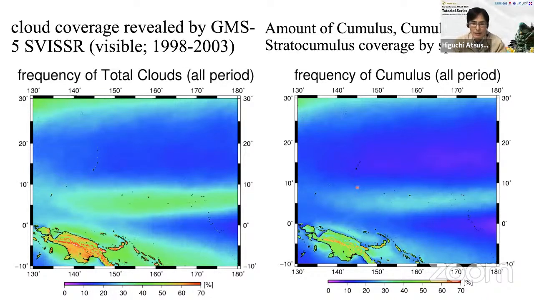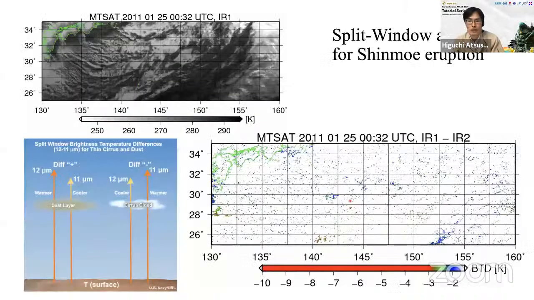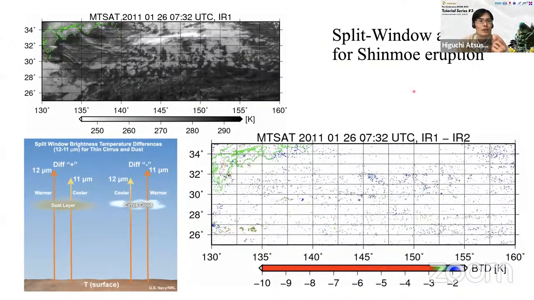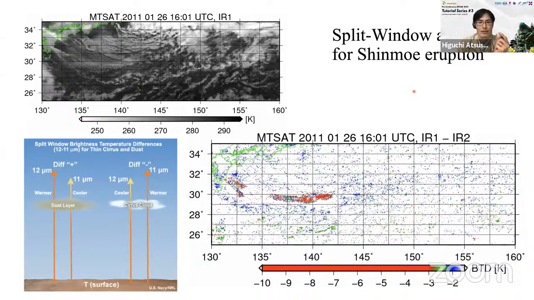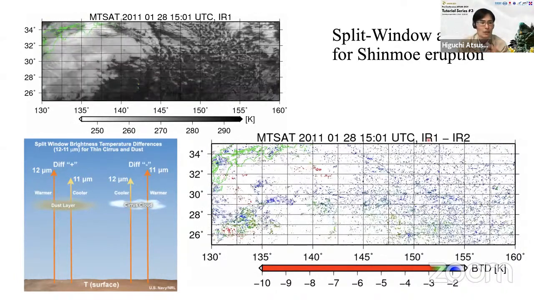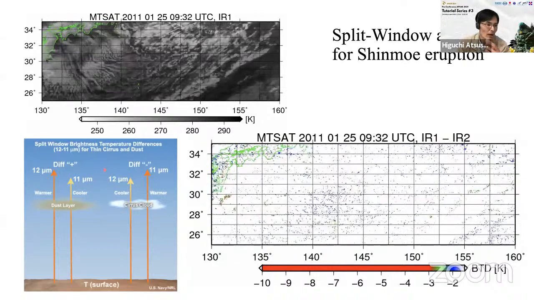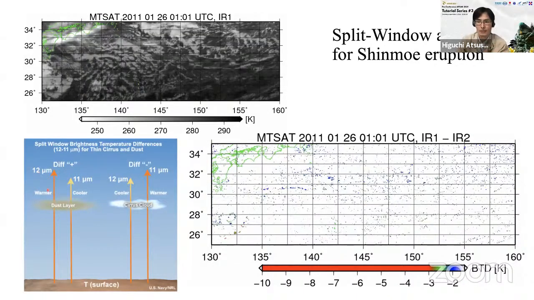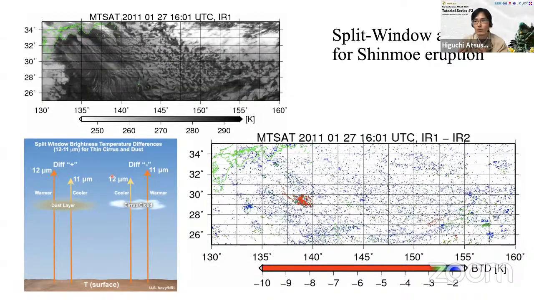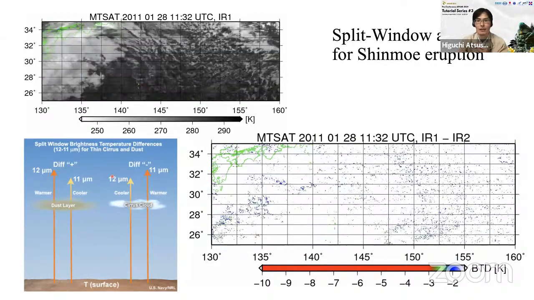We reduced the cloud amount by applying the split window technology, which utilizes the difference between two thermal infrared bands. This is a good example of how to utilize the split window technology: the Shinmoe eruptions. Here is the thermal infrared movie, and here is the split window. The split window means IR1 minus IR2, 11 micrometers minus 12 micrometers. This reflects the emissivity difference between the cloud and the eruption matter.